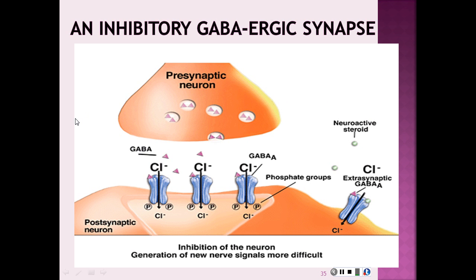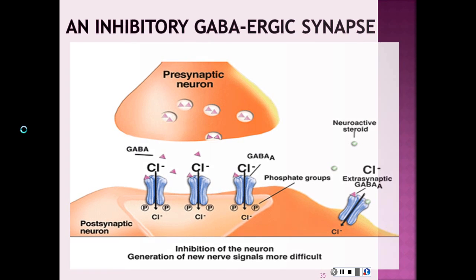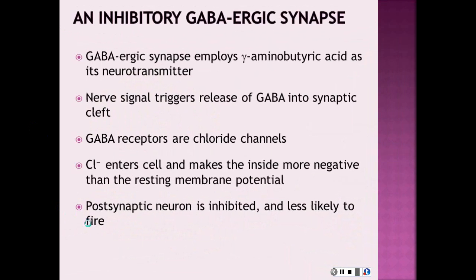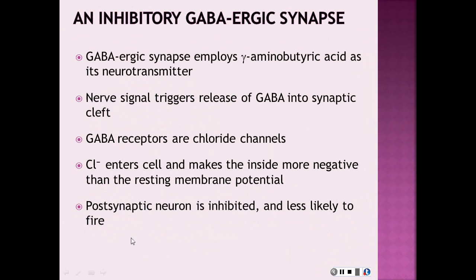Now the GABA receptor, however, is a chloride channel, and when it opens, chloride enters the cell, as you see here. It increases the negative membrane potential, thus inhibiting any type of firing. So it's going to prevent anything from being signaled to the remaining parts of the neuron. And I have the description of what I was just talking about, the inhibitory GABAergic synapse.